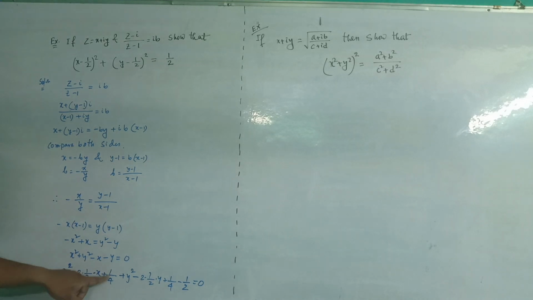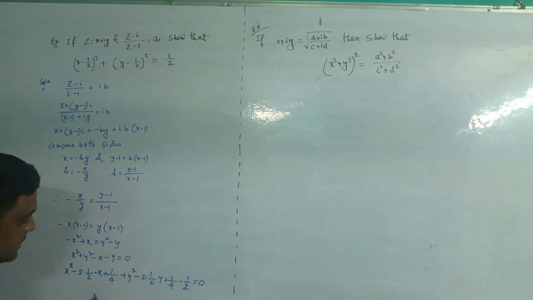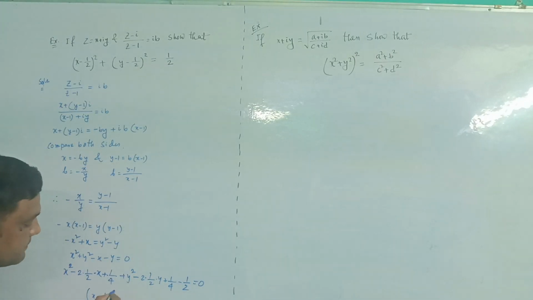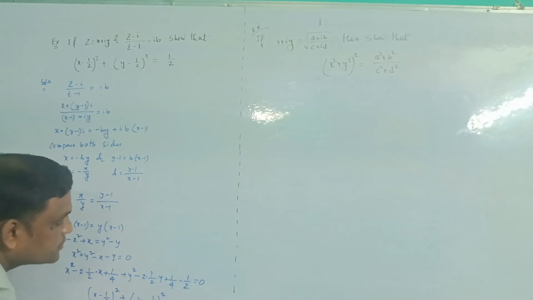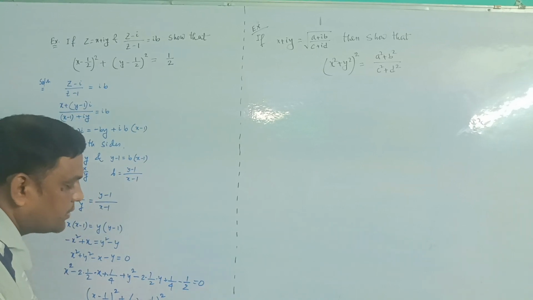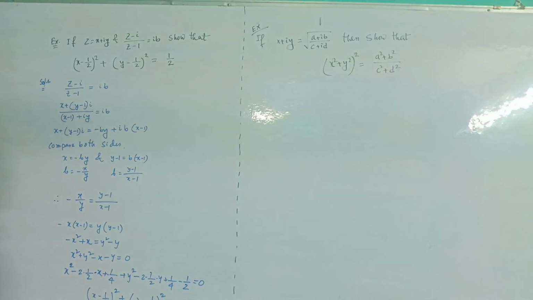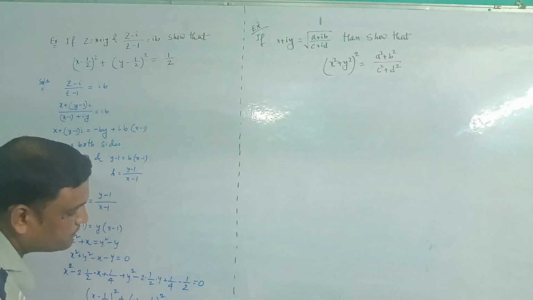1 by 4 plus 1 by 4 means 1 by 2, plus 1 by 2 minus 1 by 2 cancel out each other. So we'll get this one. So from here we'll get x minus half whole square, and from here we get y minus half whole square, minus 1 by 2 equals 0. So this equals 1 by 2. So proof.